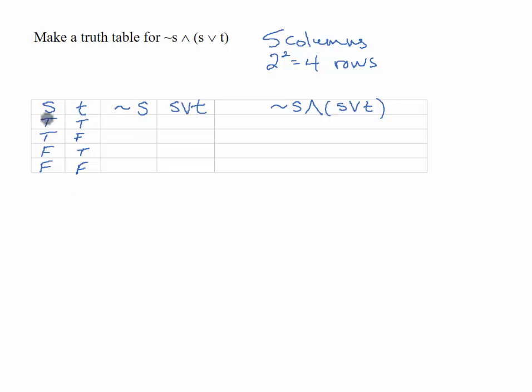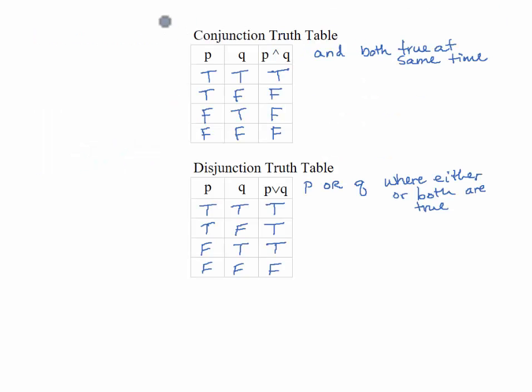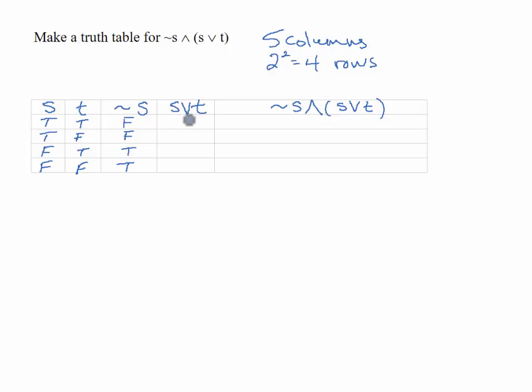Not S is going to be the opposite of S. So if S is true, not S is false. S is false, not S is true. Okay? Now I have to look at S or T. S or T is a disjunction. My disjunctions, remember when I looked at them, the only time I got a false was when I had 2 falses. So let's go back to this one. The only time I would get a false is if I had 2 falses. Right there I have 2 falses. Every other time is going to be true.